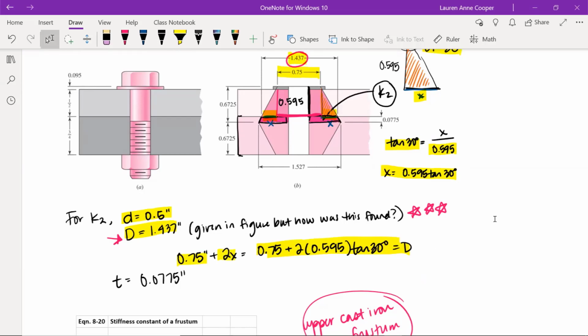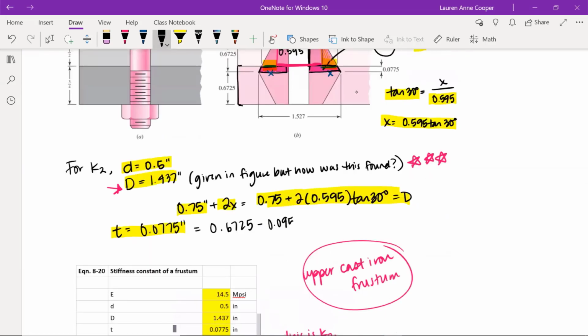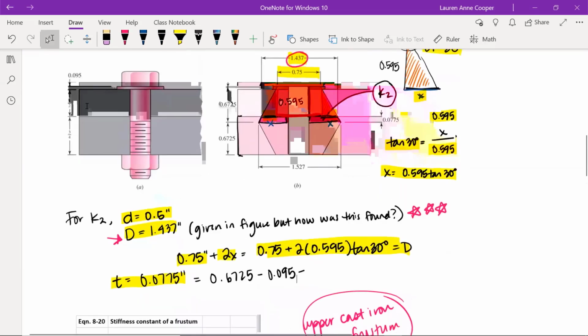So the middle frustum is going to probably take the most amount of time, but it's going to be the same process. And then the thickness of this frustum is 0.0775 inches. So that is equal to 0.6725 minus the washer thickness, 0.095, minus the thickness of the steel plate, 1/2 inch.